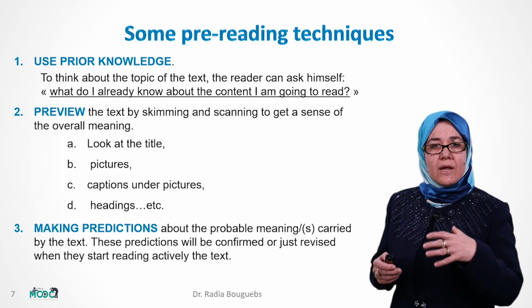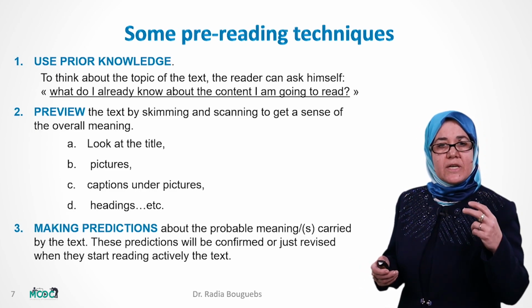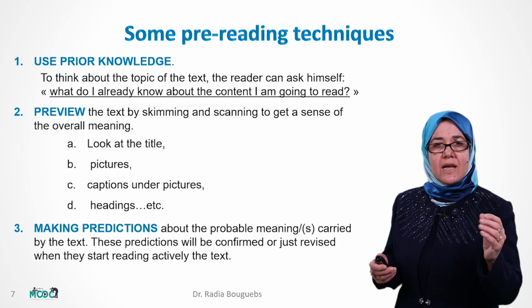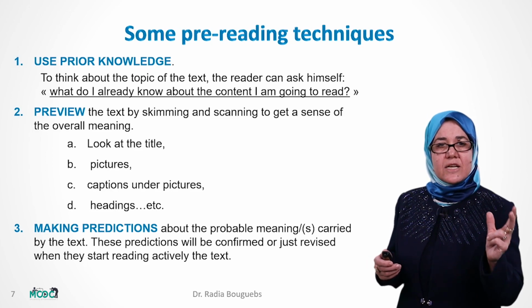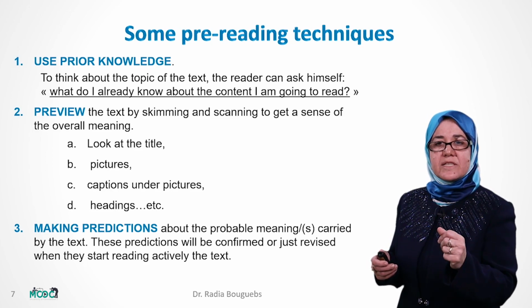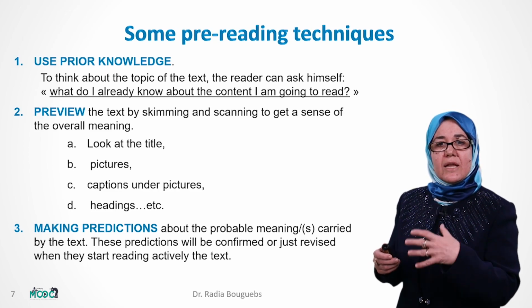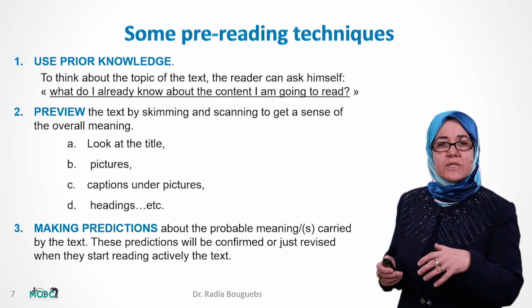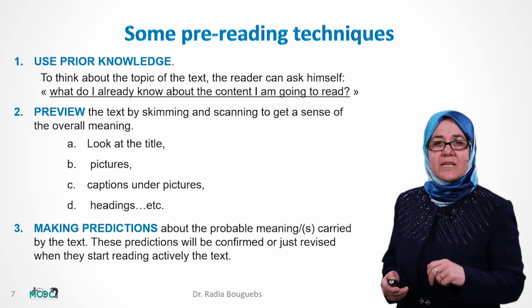The third pre-reading technique is making predictions, and this is very important. What makes the reader involved and motivated throughout his reading is when he makes a prediction, meaning saying to himself, I guess that the author will focus on this element, I think that something will happen, and so on. Those predictions will help him to get engaged and start reading the text actively.